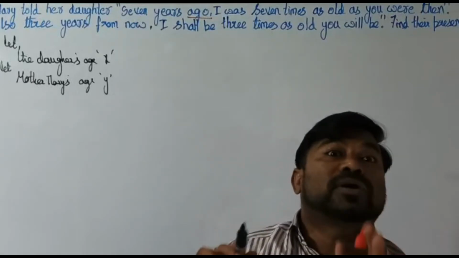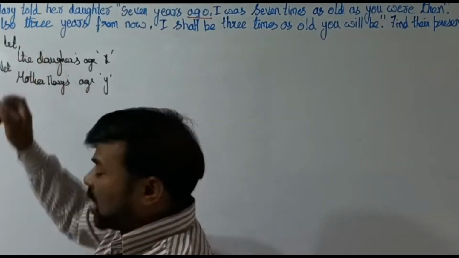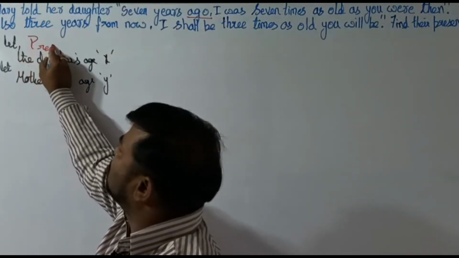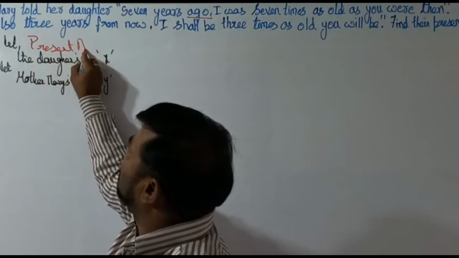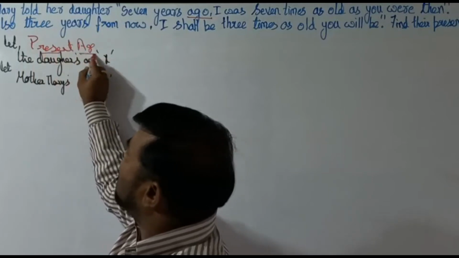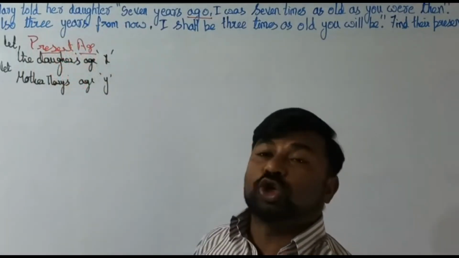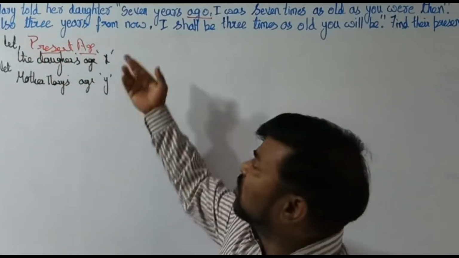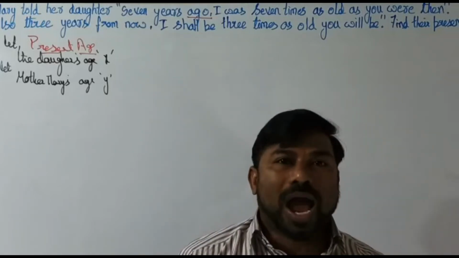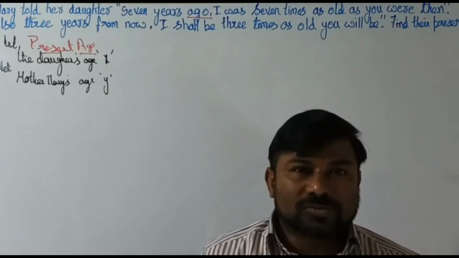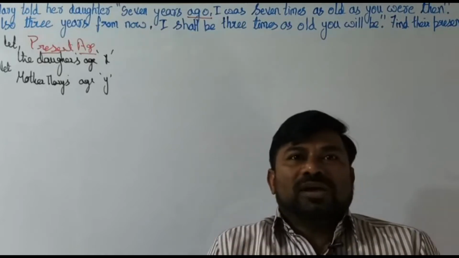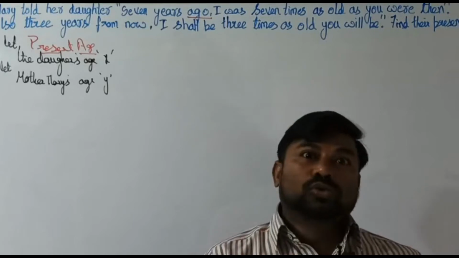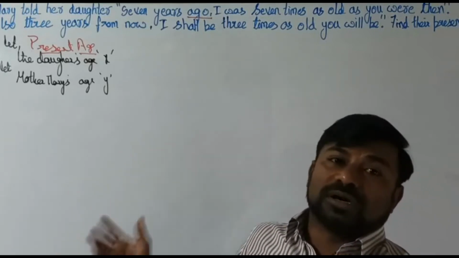These are present ages. This is nothing but the present age of the daughter and the present age of Mother Mary. So here, how many unknowns are there? We have 2 unknowns, X and Y. So we need 2 relations which can frame two equations, and if we solve those two equations, obviously we will get the unknowns, that is the age of the daughter and the age of the mother.